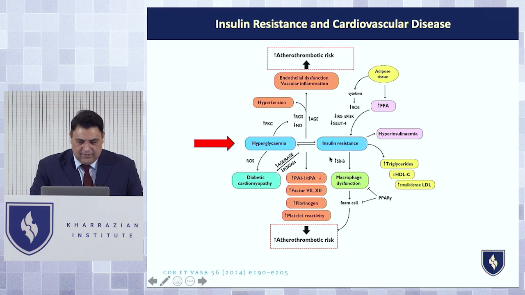And then insulin resistance also decreases nitric oxide, increases reactive oxygen species, and potentially increases advanced glycation end products. And those mechanisms of low nitric oxide and increased advanced glycation end products and free radicals directly cause hypertension and also damage the vascular endothelium, leading to atherothrombotic risk. And here you can see insulin resistance increasing what's called PAI-1, plasminogen activator inhibitor 1.